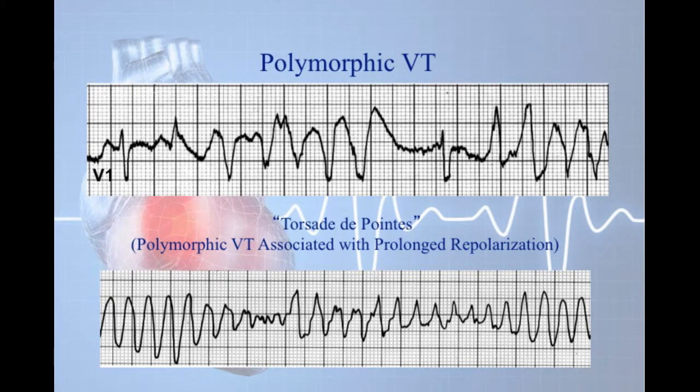Polymorphic VTAC, make sure it's confirmed. You have to check your leads for artifact. Make sure you treat your patient. It requires immediate defibrillation or synchronized cardioversion if it can do that. This won't present as a stable rhythm very long.